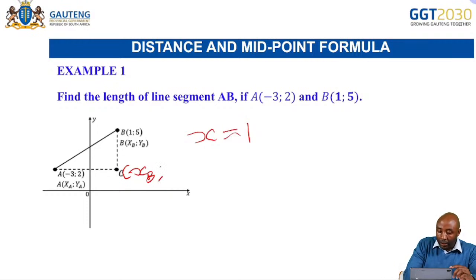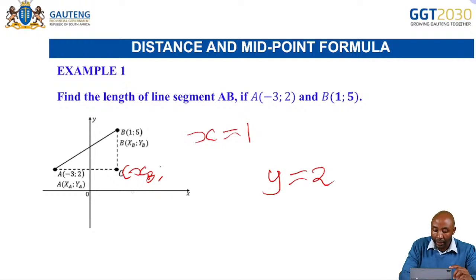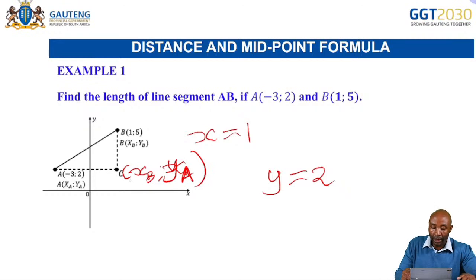And if I draw a horizontal line from point A, the equation of that particular line will be given by y is equal to 2 for this particular example. And then from there, it means the x value at point C is going to be the same as the x value at point B, and the y value at point C will be the same as the y value at point A. I'm able to write the coordinates of point C as xB and yA, so that we are able to see the coordinates of those particular points.